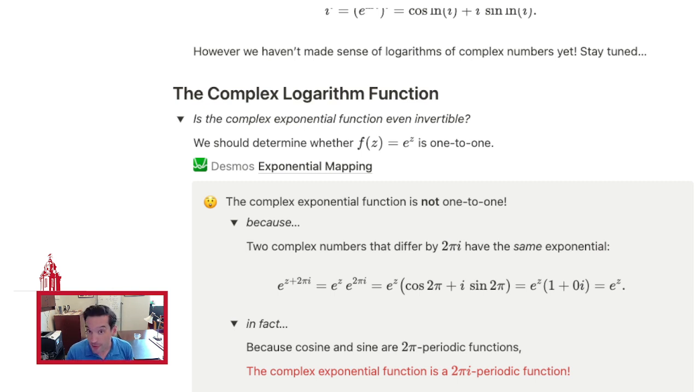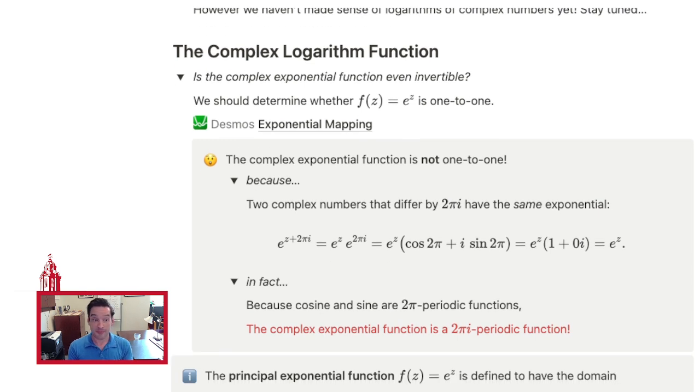But that's not the end of the story. One of the big things that we learned in our previous week's investigations is that we can still salvage the invertibility of a function that's many-to-one. We just have to first restrict that function to a domain on which it is one-to-one. So what might that look like if we were to do it with the exponential function?